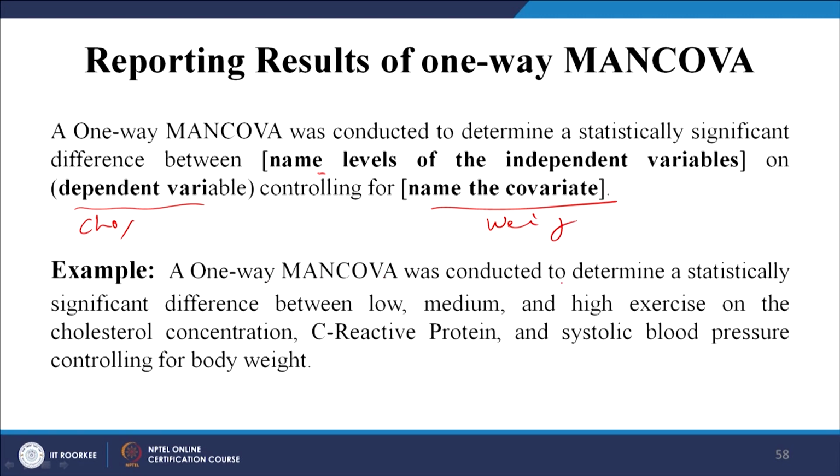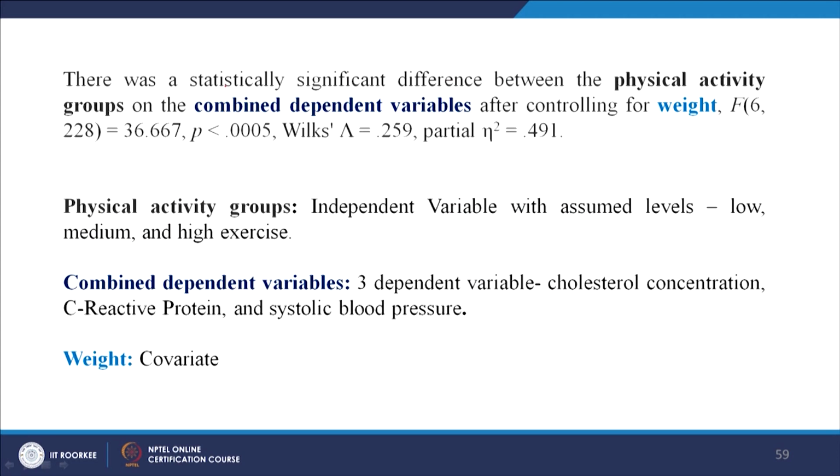So, this is how you write: a one-way MANOVA was conducted to determine a statistically significant difference between low, medium and high exercise on the cholesterol concentration, C-reactive protein and systolic blood pressure controlling for body weight. There was a statistically significant difference between the physical activity groups on the combined dependent variables after controlling for weight. Now, this is how you report: F(6, 28) are the numerator and denominator degrees of freedom, and my F value is this much, p is this much, Wilks' lambda is this much, eta square is this much. So, physical activity groups, this is already explained.